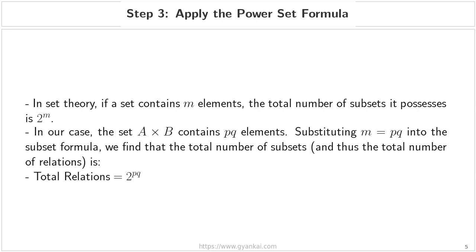By doing this, we arrive at our final definitive formula. The total number of relations is equal to 2 raised to the power of p times q. This formula is the key to solving any problem of this type, as we will see in the upcoming practical example. Now that we've established in the previous step that every relation is essentially just a subset of our Cartesian product, we need a way to count them. This brings us to step 3, where we apply the power set formula.